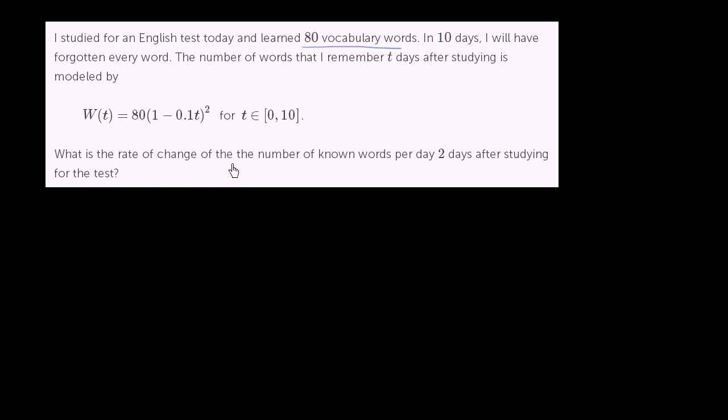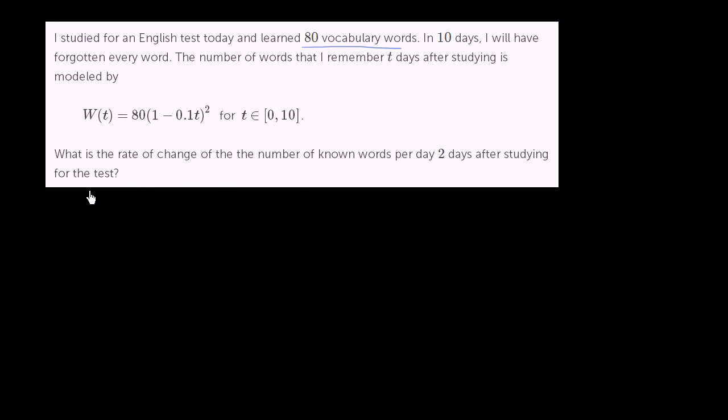What is the rate of change of the number of known words per day 2 days after studying for the test? I encourage you to pause this video and try it on your own. The key here is we come up with this equation for modeling how many words I've retained in my brain every day after I first memorized them, after I got the 80 of them into my head. And that's this expression here. And they want to know the rate of change 2 days after studying.